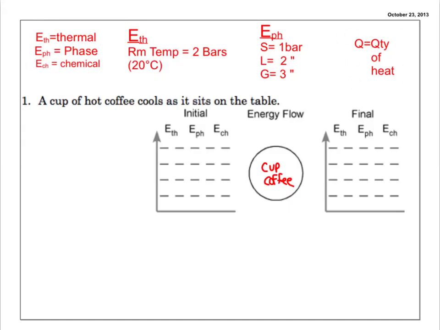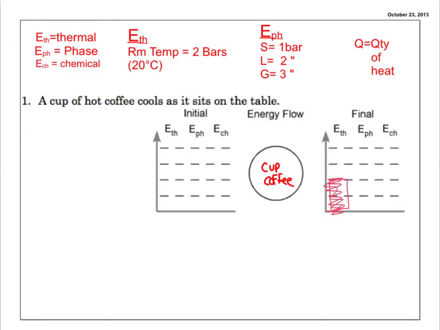So let's go ahead and get started. This question says we have a cup of hot coffee and it cools as it sits on the table. A big key here is that it sits on the table. If it sits on the table, think about that. It's going to eventually come to room temperature. Now, we said that room temperature is 2 bars. So because it sits on the table and it cools, it's going to eventually come to room temperature. So we would go to the ETH and we would just draw up 2 bars for our ETH.